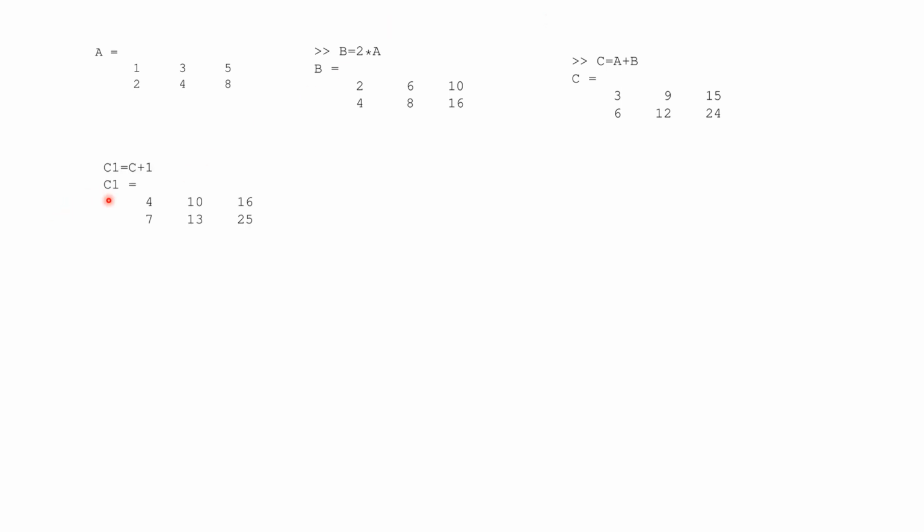Here, C1 is formed by adding 1 to the matrix C. And although these are not compatible for matrix addition, because this is a scalar and this is a 2x3 matrix, MATLAB does the most reasonable thing, and it adds 1 to every one of the elements in C. So it takes these elements and adds 1 to each one of them. So it's a pointwise operation of addition.